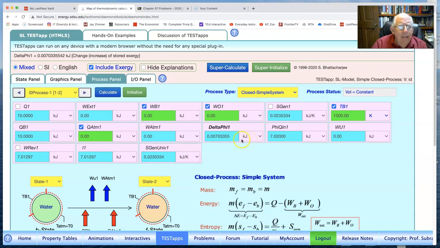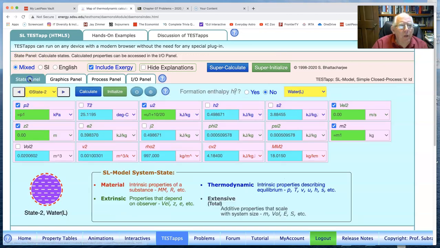And then finally, we were asked to determine how much the temperature went up. And the temperature goes up here by the difference between this temperature and the previous temperature. And so if I were to go back to state 1, put it into Celsius, that's 25, and it's 25.12. So that's the answer to the rise in the temperature. Okay, with that, we're going to shut that down.